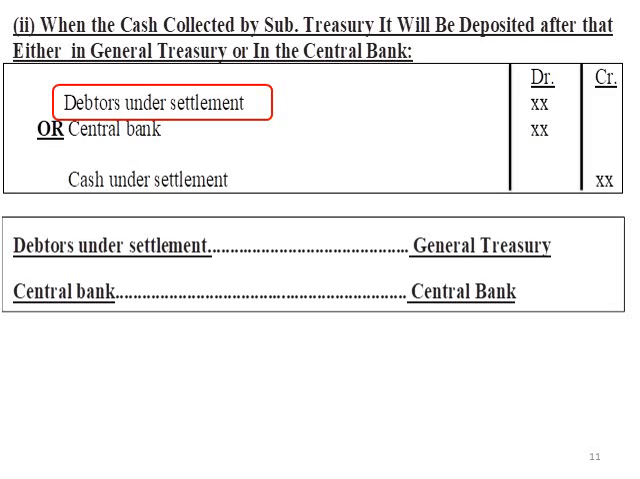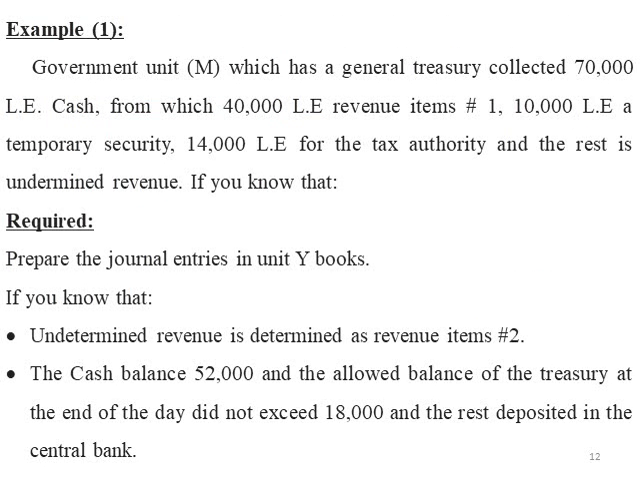So if you deposit this money in general treasury, we will write it debtors under settlement, and if you deposit this money in central bank, we will write it central bank. For example, we have government M, general treasury. General treasury means that we will have all categories of revenues, and also we will deposit this money in the central bank. Given: we have now 70, 40, 10 temporary security and 14 for tax.